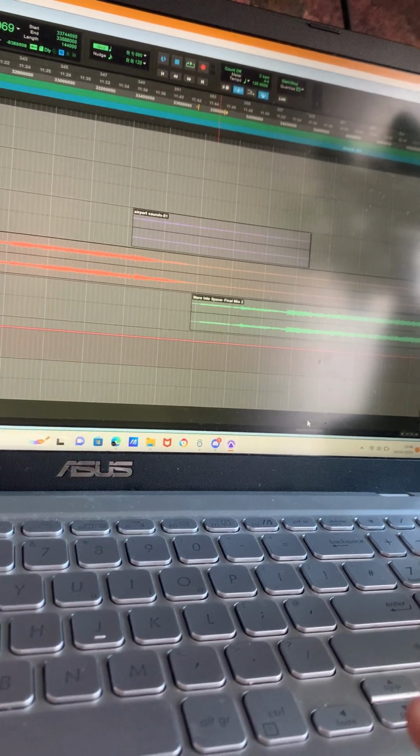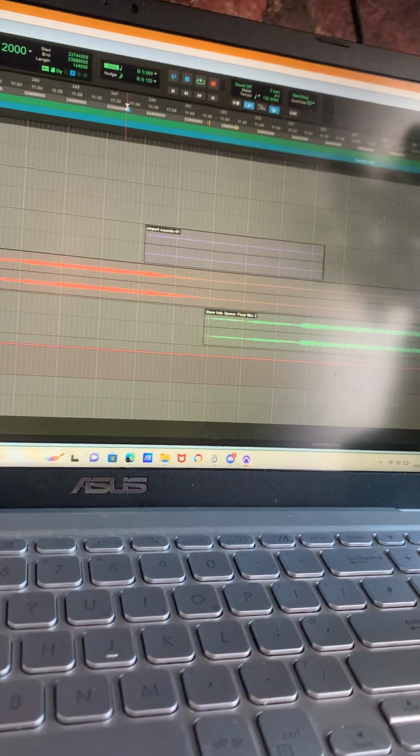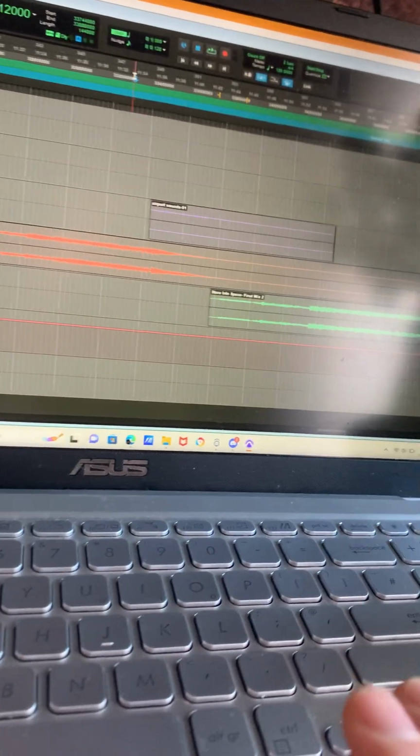So I interchanged the Airport Sounds into the synth intro of Stare Into Space, and it goes like so.